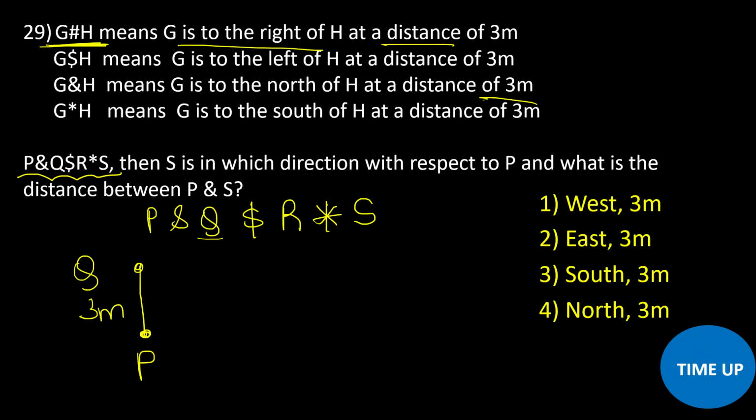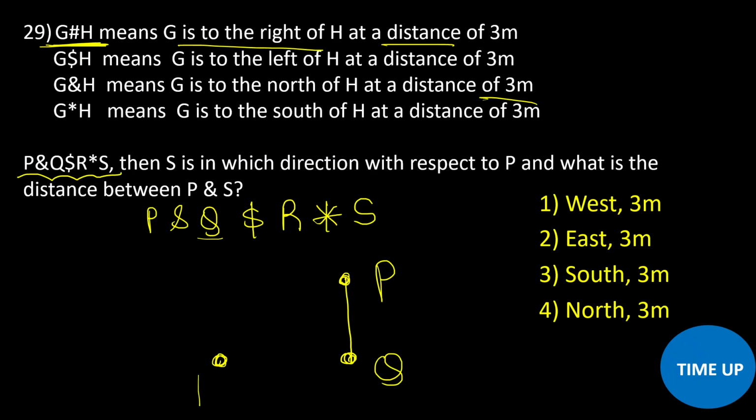Next, $R. Dollar means Q is to the left of R. Q is to the left of R. So that means I have to do it like this. Okay. Q is to the left of R. By how many meter? By 3 meter. Correct.